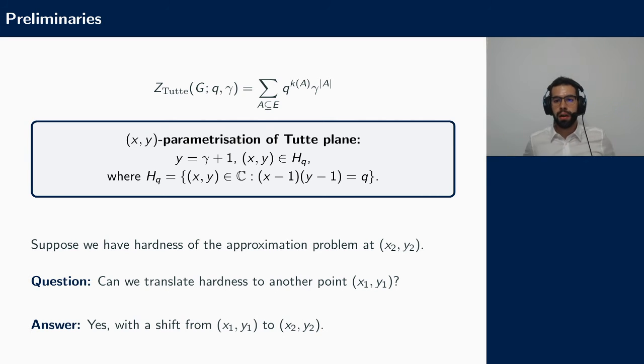And now let me ask the following question. So as here we have hardness at some point (x2, y2) using this notation, okay? Actually, later in this talk, y2 is going to be a number between -1 and 0. And now we want to translate hardness from this point to another point, (x1, y1), that could possibly involve non-real numbers, okay? Can we do that? The answer is yes, there is a tool in the literature to do that, and this tool is shifts, okay?